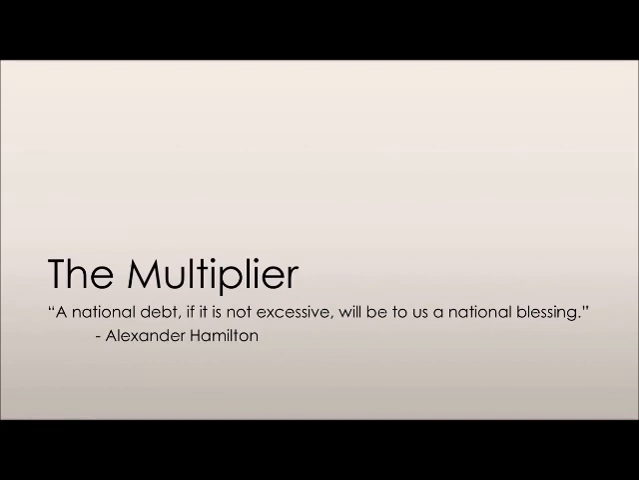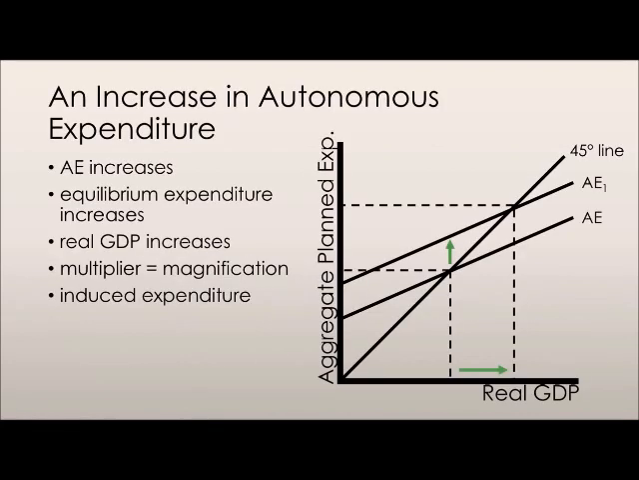Now let's get into the multiplier effect. When autonomous expenditure increases, aggregate expenditure increases, and so does equilibrium expenditure and real GDP. An increase in real GDP is larger than the change in autonomous expenditure, as illustrated by the green arrows on the screen. We can see that if aggregate expenditure increases, so the curve shifts upwards, there's actually a greater increase in real GDP. The multiplier is the amount by which a change in autonomous expenditure is magnified to determine the change in equilibrium expenditure and real GDP.